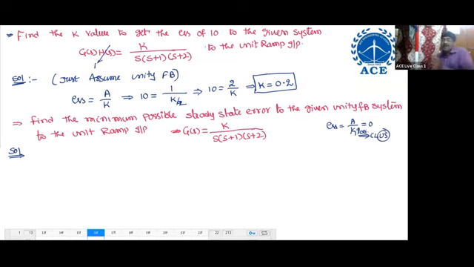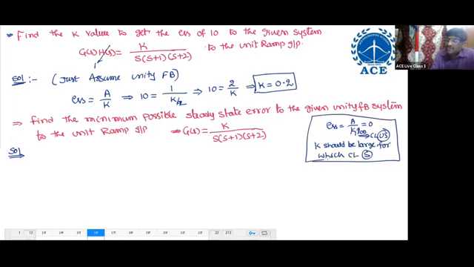K infinity means the closed loop system becomes unstable. So that means, how is the minimum possible? You have to take the largest value of K for which the system is stable. K should be large for which the closed loop system is stable.